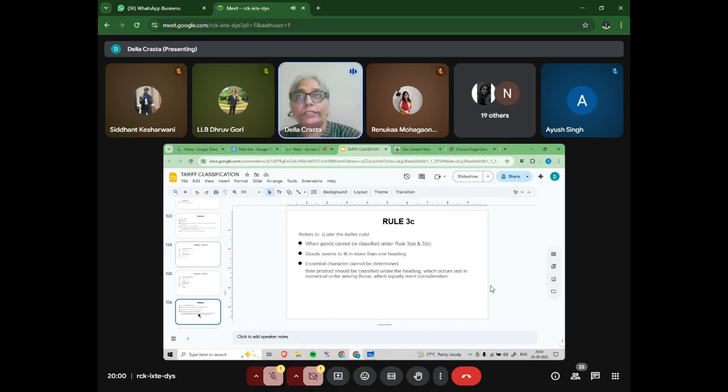Now, what happens when you cannot identify the main role player, the hero of the set? Every item is having its individual important function. You cannot identify which is giving the main, essential characteristic. Then 3B fails, and when 3B fails we have to go to 3C. Now what is 3C saying?